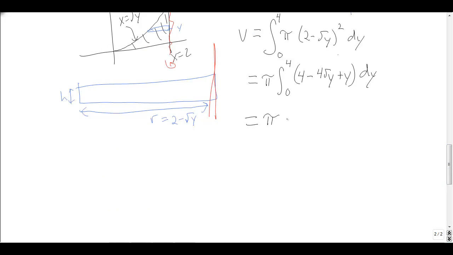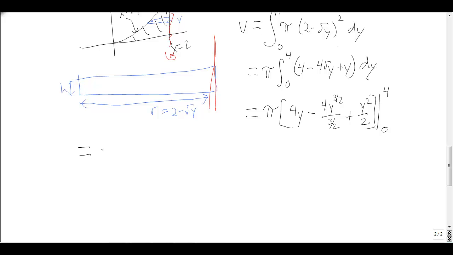So I get pi. So we can do our antiderivatives. Antiderivative of 4 is 4y. Antiderivative of 4 square root y is 4y to the 3 halves divided by 3 halves. Antiderivative of y is y squared over 2. And we're going to evaluate those going from 0 to 4. So evaluate at 4, subtract, evaluate it at 0.